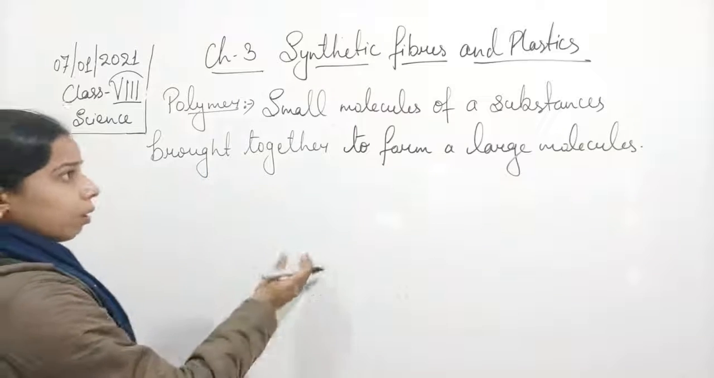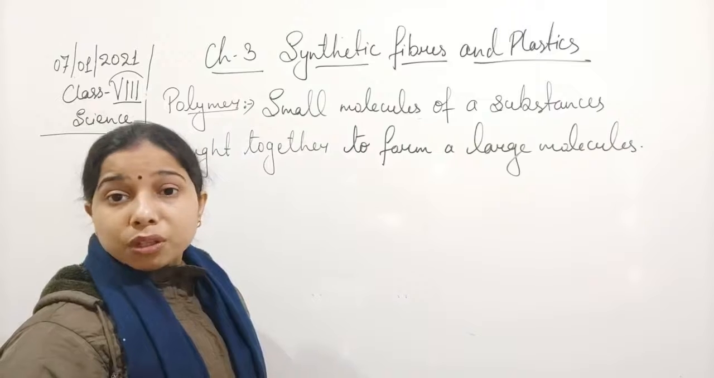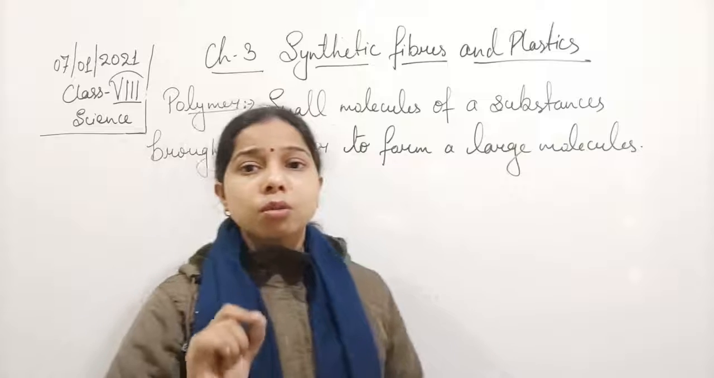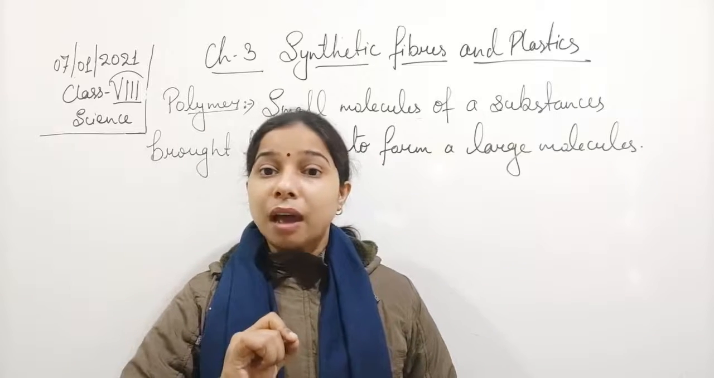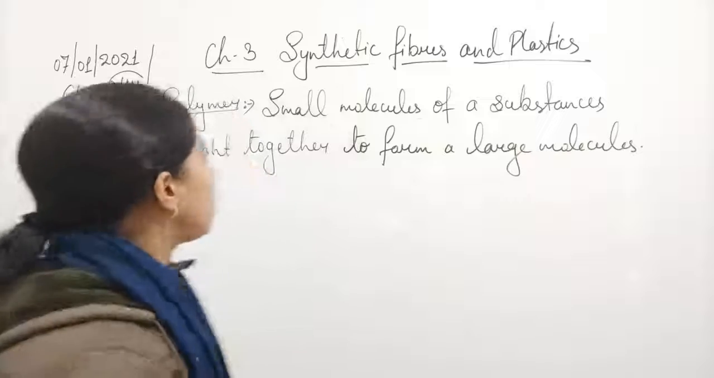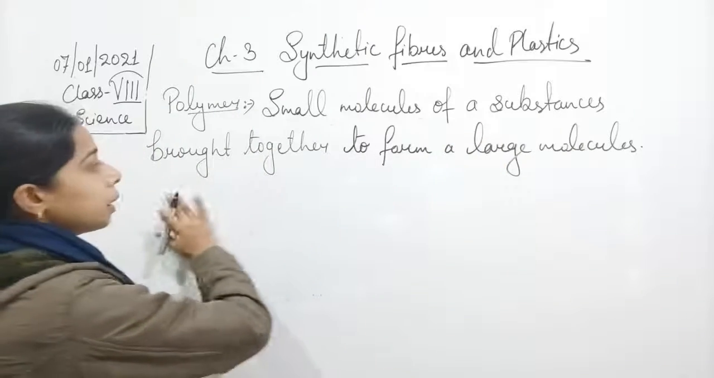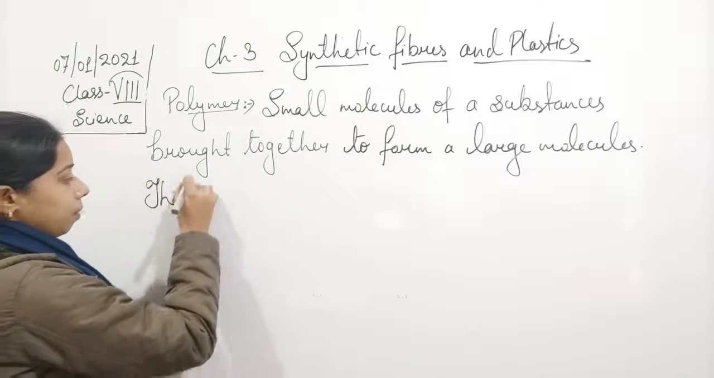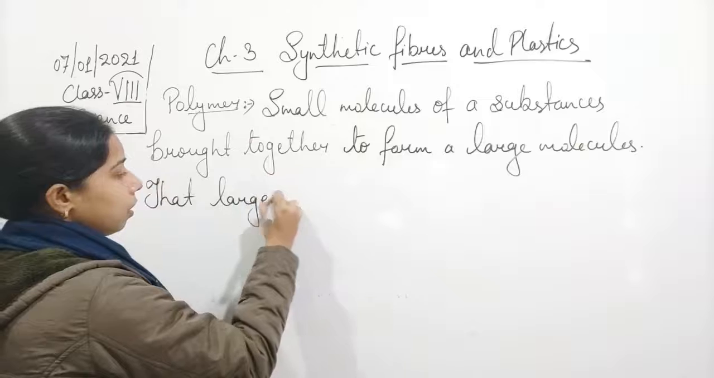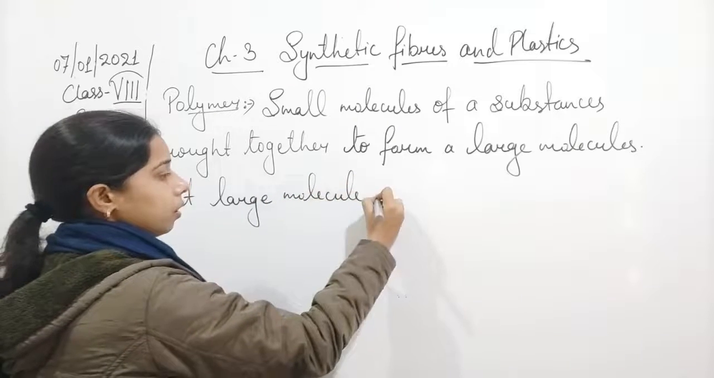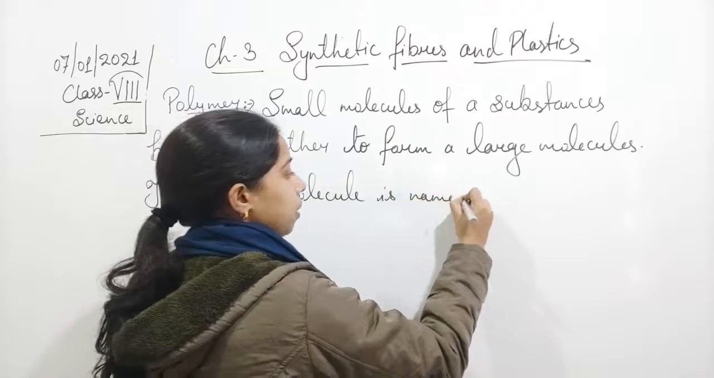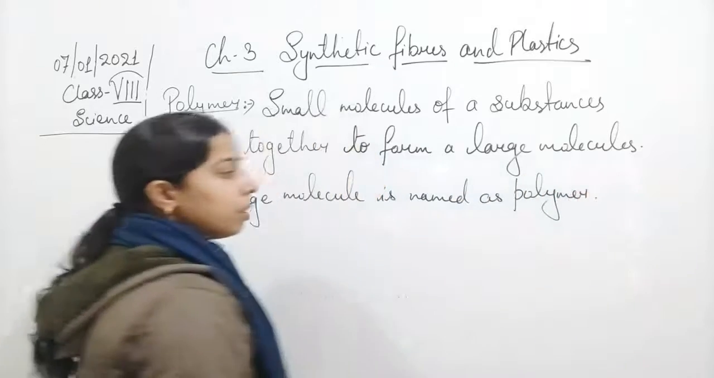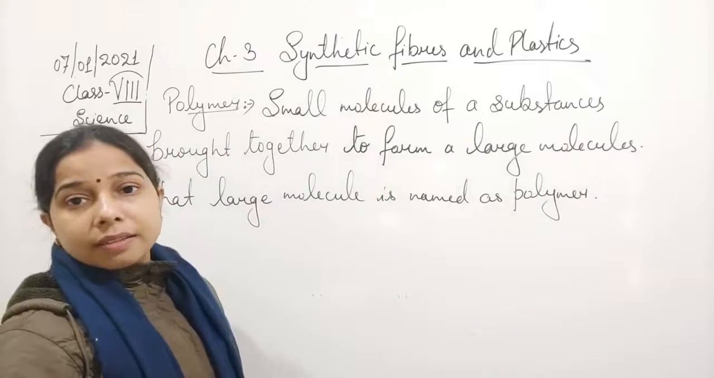We can also write that a polymer is a large molecule which is made up of smaller molecules, and these smaller molecules also have a name, and that is known as monomer. Small molecules of a substance, when brought together to form a large molecule, that large molecule is named a polymer.